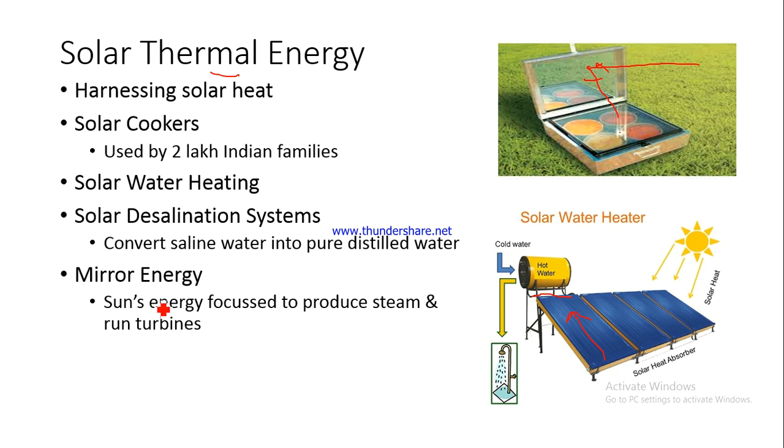Then the mirror energy, wherein mirrors are used to focus the sun's energy to produce steam from water, and the steam is made use of to run the turbines and thus produces electrical energy. We are able to convert the sun's energy into electric energy, but please understand, this is also an example of solar thermal energy, because we are using the sun's heat to boil water, which gets converted into steam, and this steam is running the turbine. That is why this has been included here in solar thermal energy.